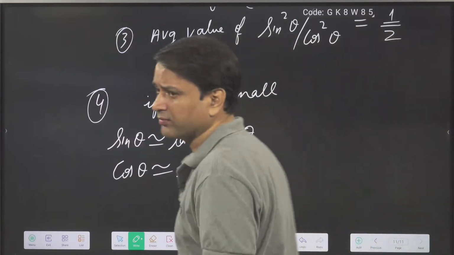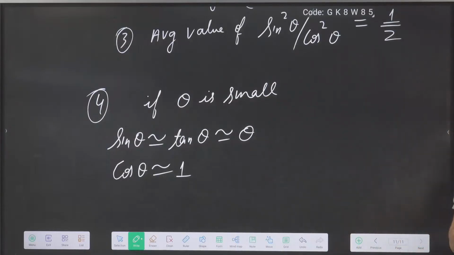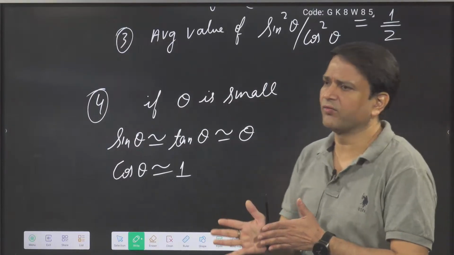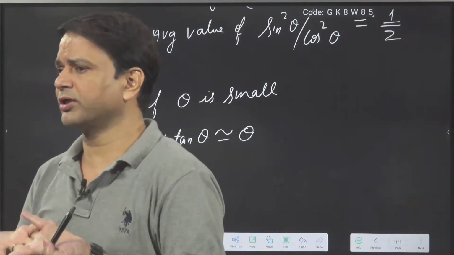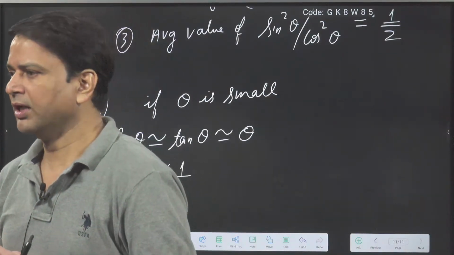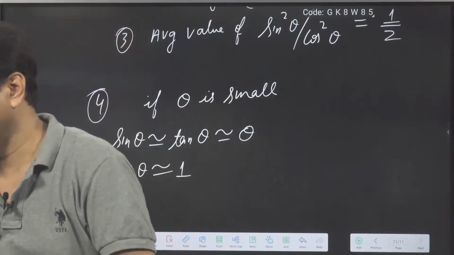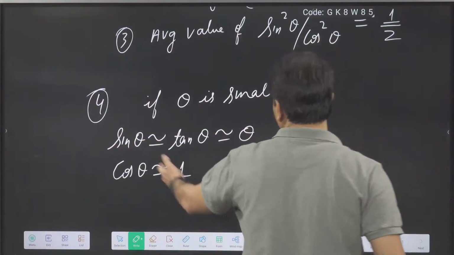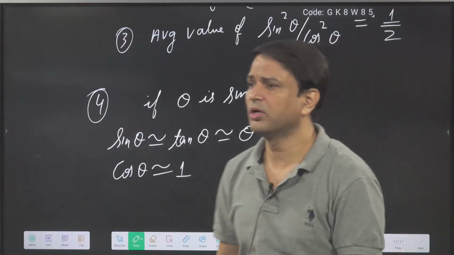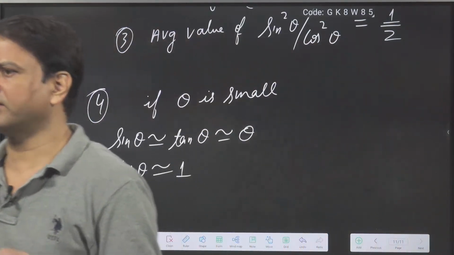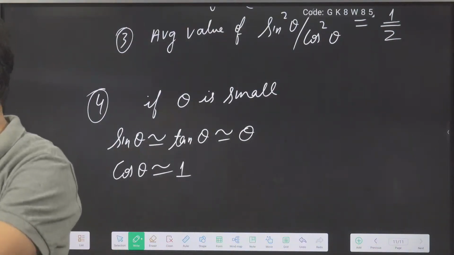For a small value of theta, we can write sin theta is equal to tan theta is equal to theta, and cos theta we can take as 1. Why? Theta is very small, so it will be close to 0, and cos 0 is equal to 1. So when theta is small, the approximate value of cos theta we can take as 1. And we have used this in so many derivations: sin theta equals tan theta equals theta. So when theta is small, this approximation we can use. What is the meaning of this approximation?